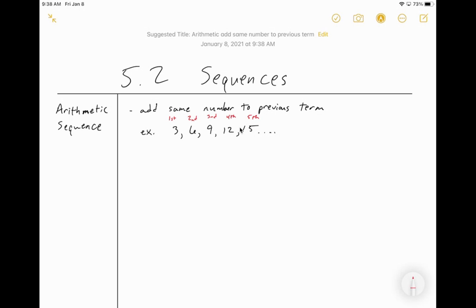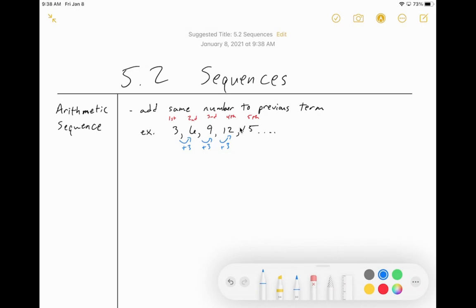To get from the first to the second, you add 3. And from the second to the third, you add 3, and so on and so forth. So this is the kind of sequence we're going to be dealing with. Real simple.